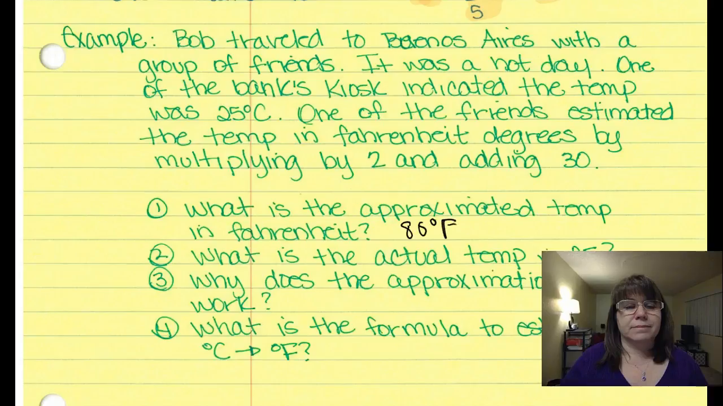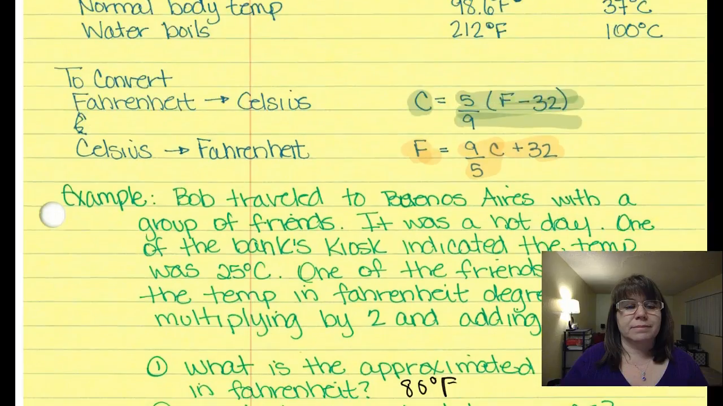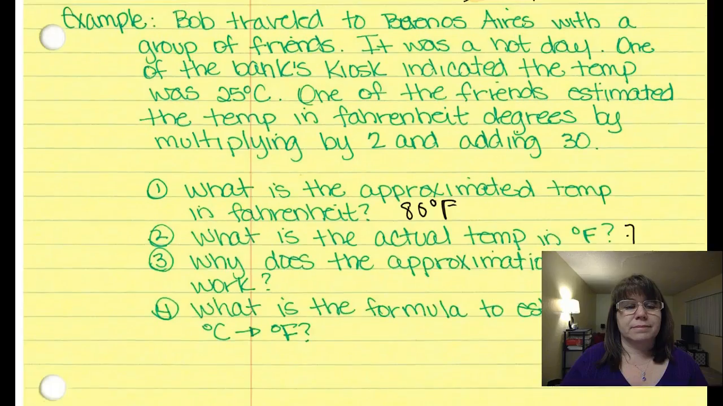Okay. The actual temp is going to be that conversion. So let me scroll up a little bit so you can see the conversion. I have 25 degrees Celsius. Well, 5 goes into 25 5 times. 9 times 5 is 45, plus 32 is going to be 77 degrees Fahrenheit. That's pretty darn close to our estimate, 77 degrees Fahrenheit.